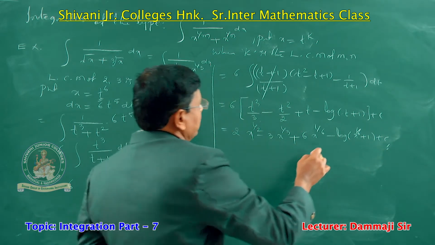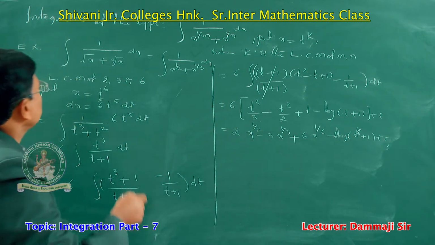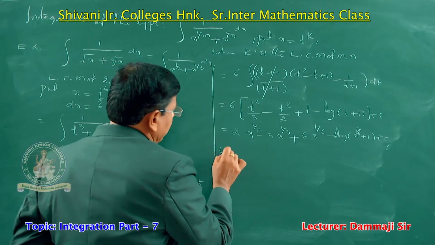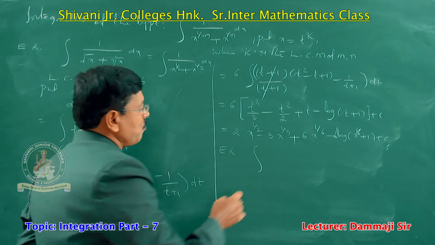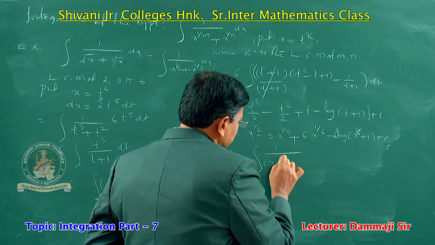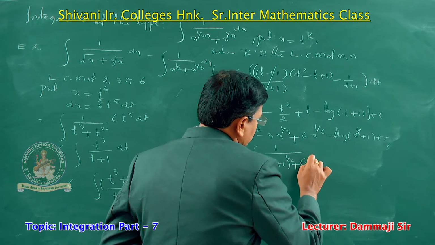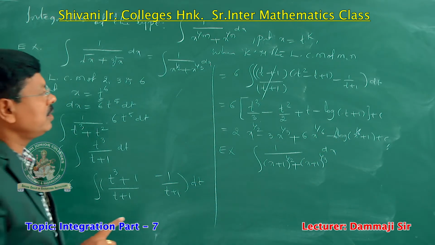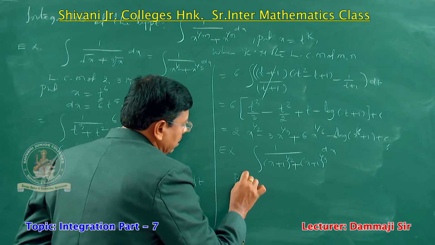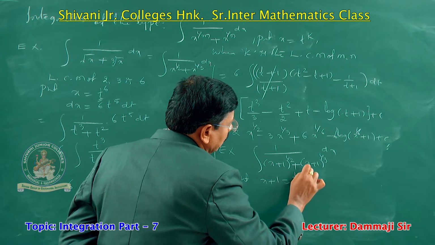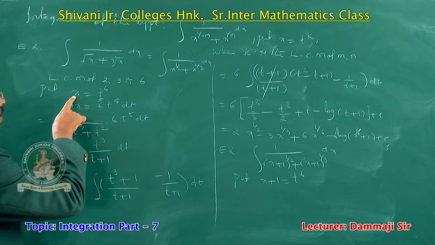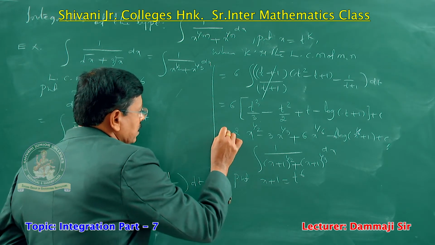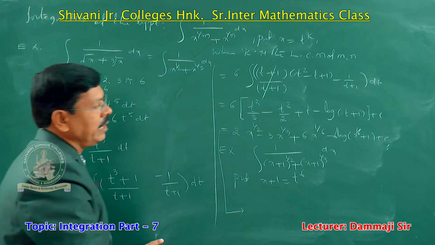You can observe the formation in this problem. It is also indirect, given that we can prepare the formation. Next, the same problem with slight changes: 1 by x plus 1 whole power 1 by 2 plus x plus 1 whole power 1 by 3, given that. Already you know very well x plus 1 is equal to t power 6. In place of x we have x plus 1, so we get the same result.